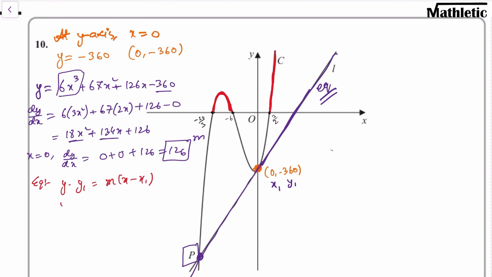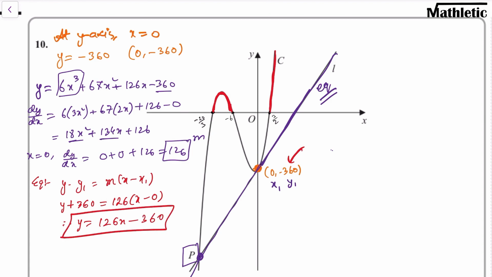So I will just substitute it here. Y1 is minus 360, minus minus becomes plus. Gradient is 126, x1 is 0. So this is actually y equals 126x minus 360. That's the equation of the line.